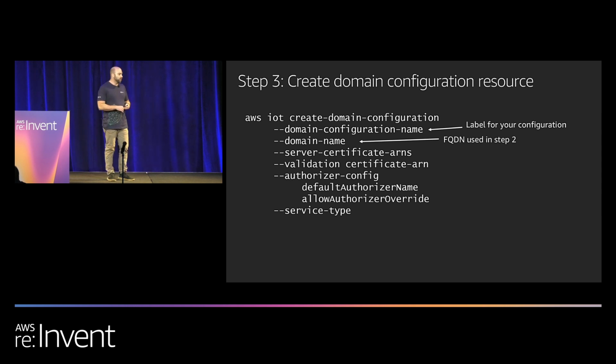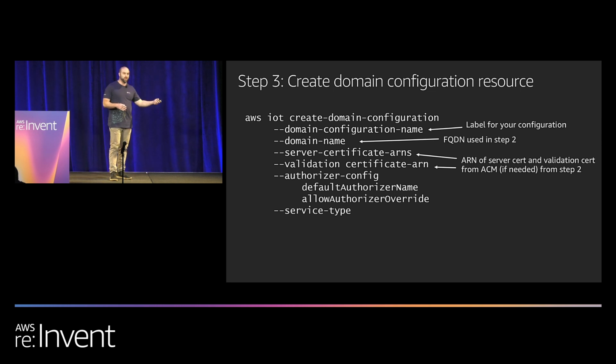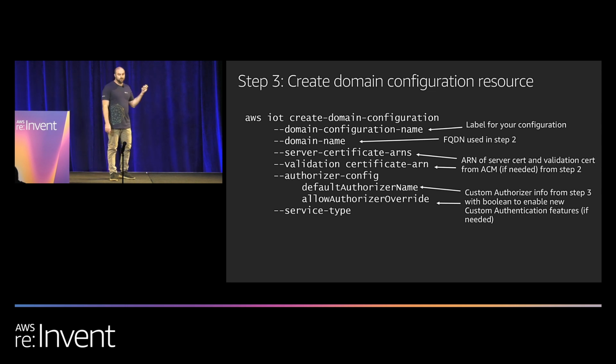So you can either leave this blank and have us generate an additional IoT Core endpoint for you, or this is also where you could put in your custom domain. And if you're putting in a custom domain, you'll also have to put in the ARN of the certificate that you registered in ACM. Additionally, optionally, you can attach your custom authorizer here. So you'll just put in your authorizer name from the authorizer that you created in step 2. And this will be the default authorizer for your endpoint. You can optionally enable authorizer override. And what this lets you do is enable the device to specify an alternate authorizer that it would like to use other than the default authorizer.